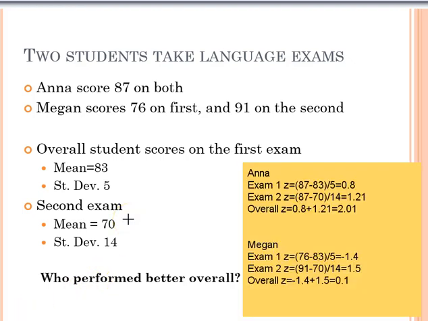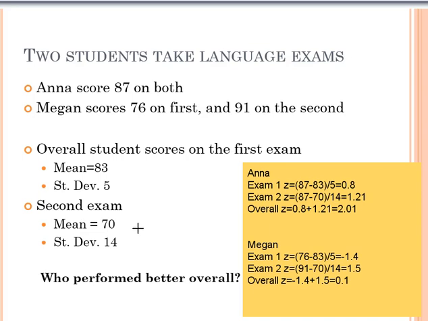Let's start by calculating the z-scores for Anna. On the first exam, Anna got an 87. We subtract the average test score, which is 83, and then divide that difference by 5. This allows us to standardize the test scores so we can compare the first test to the second test, even though the second test was harder.